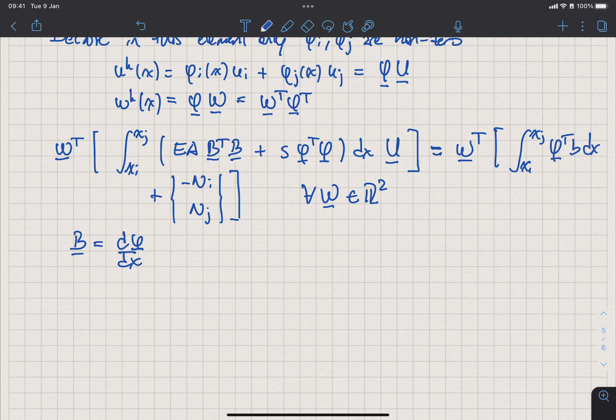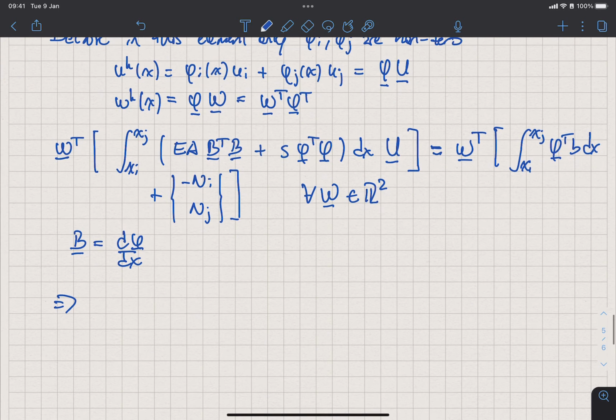Okay? So I'm going to say it again: this statement is for all vectors in R squared, because this whole equation has to be valid for all two-dimensional vectors. Then, if you group things on one side and that has to be equal to 0, that basically means that whatever you have in the brackets has to be equal to 0, and that is the KU equals F of your local, one little element.